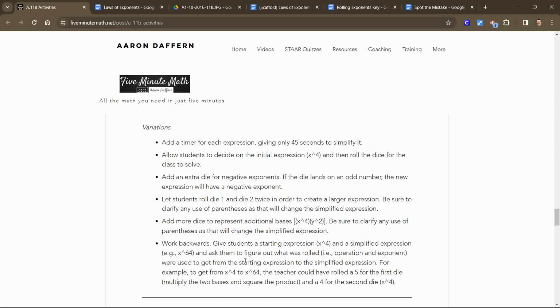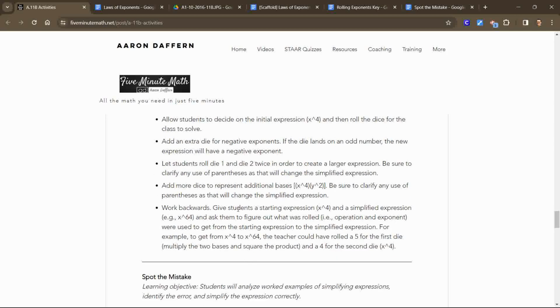You could also work backwards. You can give students a starting expression, x to the fourth, and a simplified expression, like I had on the key here, x to the 16th, and have them figure out what was rolled. So see if they can go from x to the 4th to x to the 16th with one roll, and they would need to know that you would need to roll a 5 and a 4 in order to make that happen.